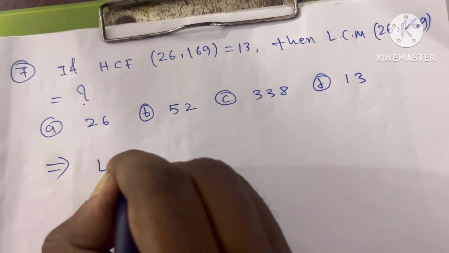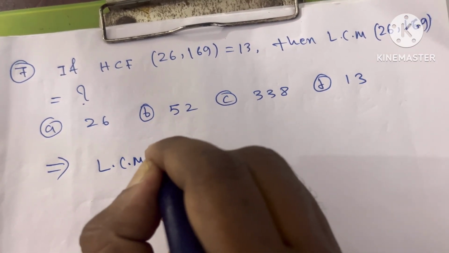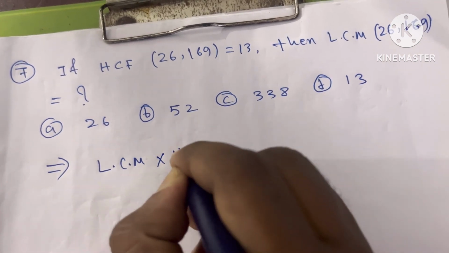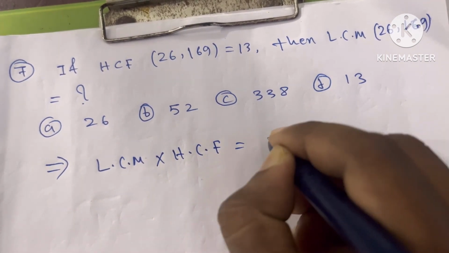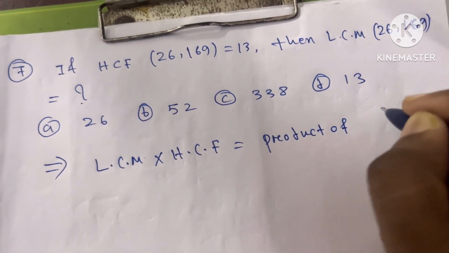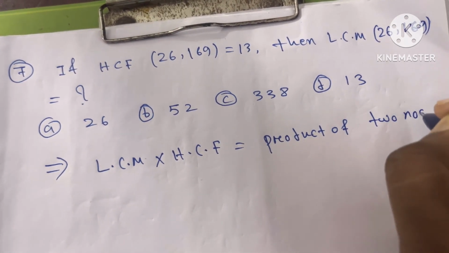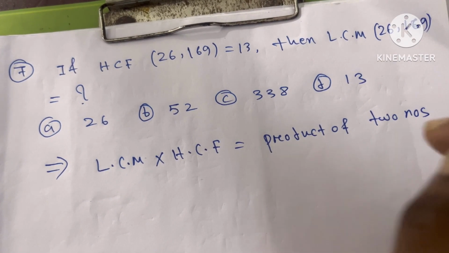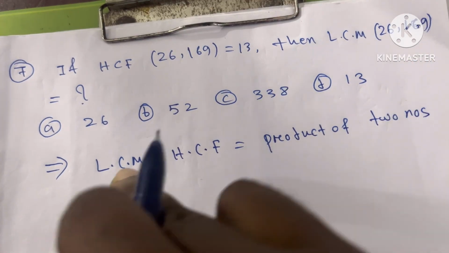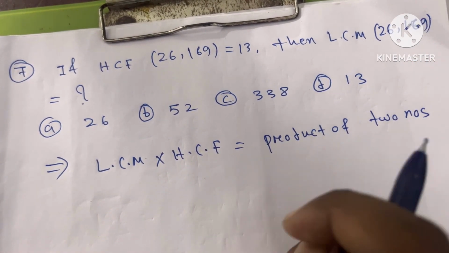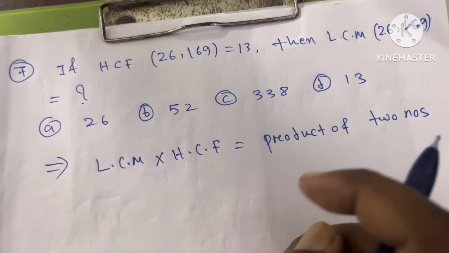As you know, the LCM of two numbers into the HCF of two numbers is equal to the product of the two numbers. So this formula is only applicable for two numbers only. You cannot apply this formula for three numbers or more than two numbers, only for two numbers. So the LCM of two numbers into the HCF of those two numbers is equal to the product of the same two numbers.